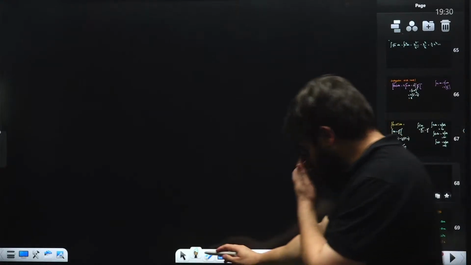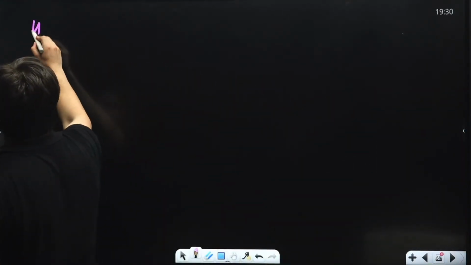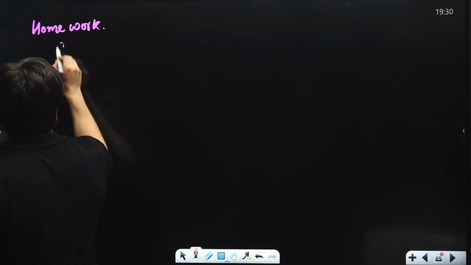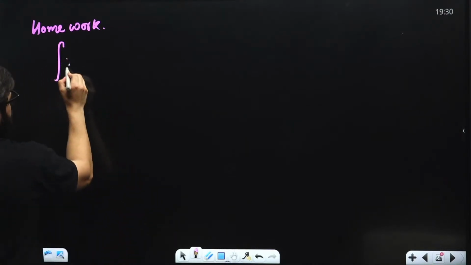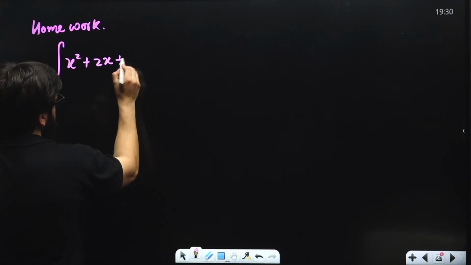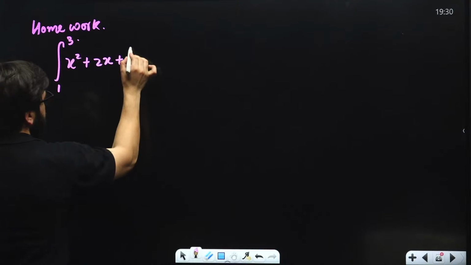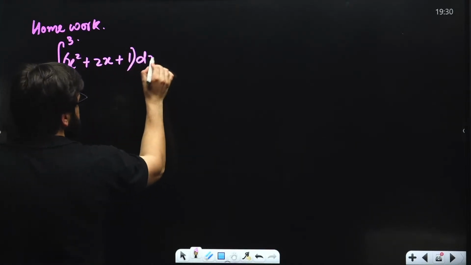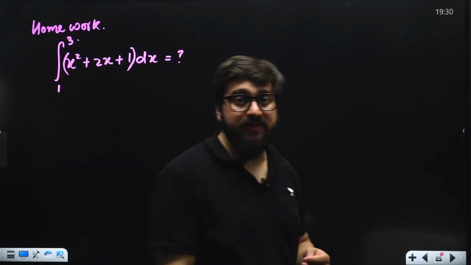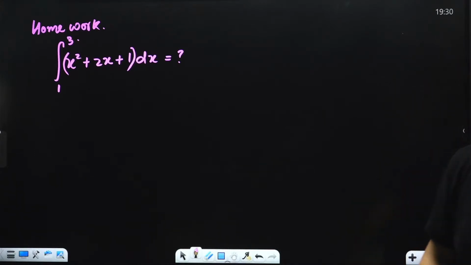Let's suppose I give you a question something like this. This is your homework. Integration of x square plus 2x plus 1, from 1 to 3, dx. You have to get the value of this and put up the answer in the comments later on.